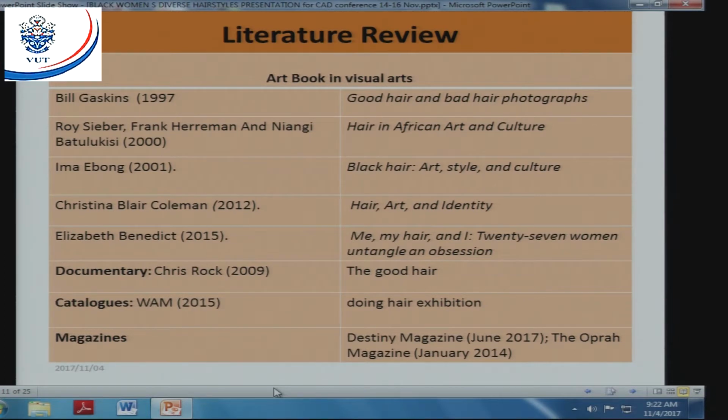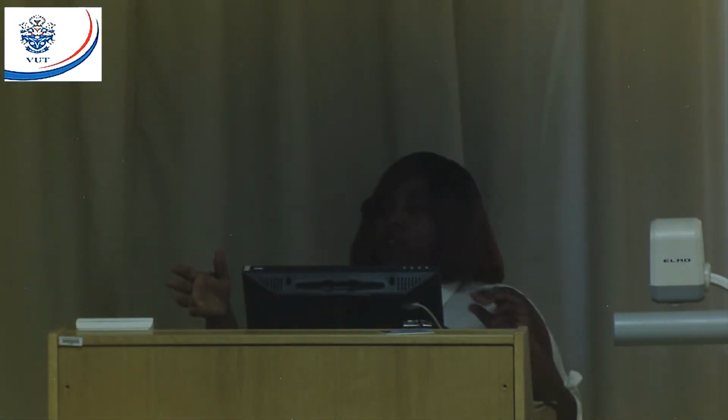Also, the books that I've looked at include Good Hair and Bad Hair Photographs. In this book, Gaskins takes 1,000 photographs of black men, women, and also children, and says, okay, good hair is defined as hair that is sleek, hair that is more European beauty standards, and bad hair, Afrocentric beauty standards. He's saying that he's combining both diverse hairstyles, and that women and men can represent themselves however they want to be.